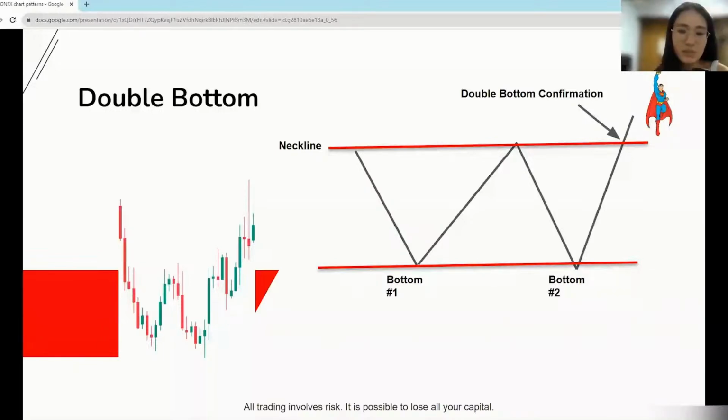Double bottoms appear in a downtrend and reverse it to the upside as price breaks through the resistance line. So in this case, our resistance line is the neckline here.